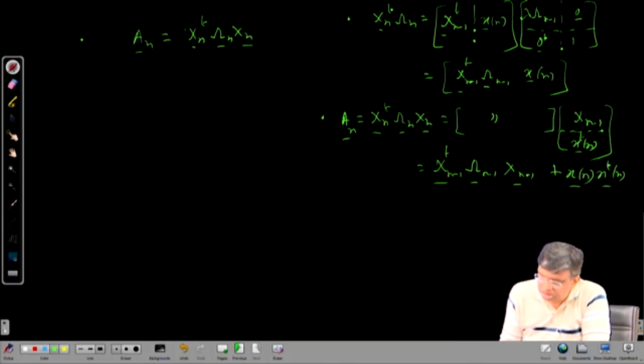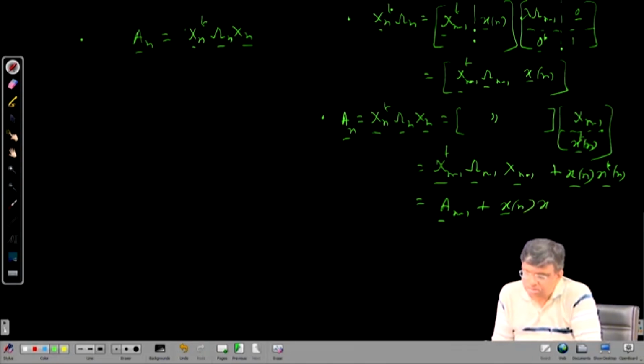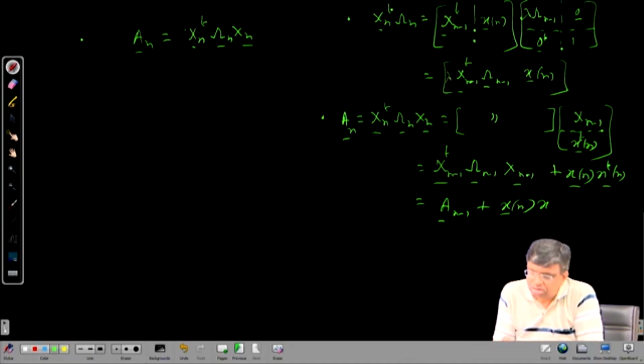This is a very important result. This is equal to a n minus 1. Same thing, if you replace n by n minus 1, you get this. So a n minus 1 plus this. There is a lambda factor I missed out here: lambda into x n minus 1 transpose this. So this lambda is here.